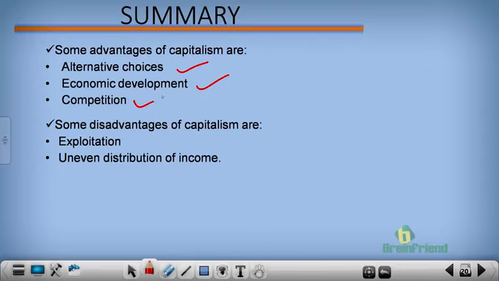And then we looked at competition, which is a healthy competition in the free market system. We also looked at the disadvantages of capitalism, where we mentioned exploitation and also uneven distribution of income as a result of some owners of businesses being more successful than others.